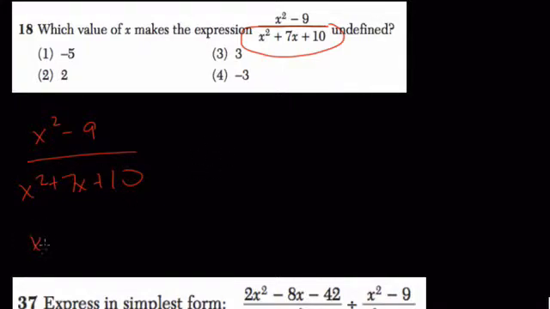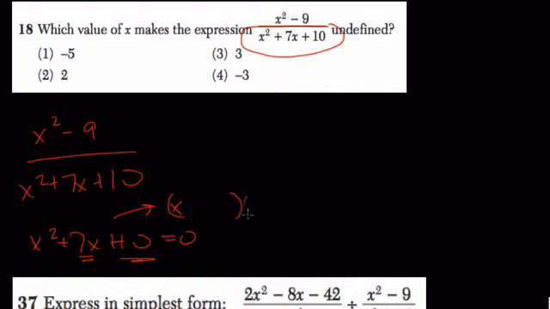So we say x squared plus 7x plus 10 equals 0. But if we look for factors of 10 that add to 7, we can factor this expression out. So we have x and x. Factors of 10 that add to 7 are 5 and 2. So plus 5 plus 2.